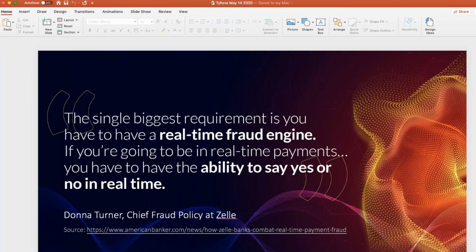So let me quote Donna Turner, who's the chief fraud policy officer at Zelle. When Zelle first launched and was introduced into the mass market, she said the single biggest requirement is that you have to have a real-time fraud engine. If you're going to be in real-time payments, you have to have the ability to say yes or no in real time. This is very pointed in relation to how effective the fraud detection really is when payment speed becomes real time.